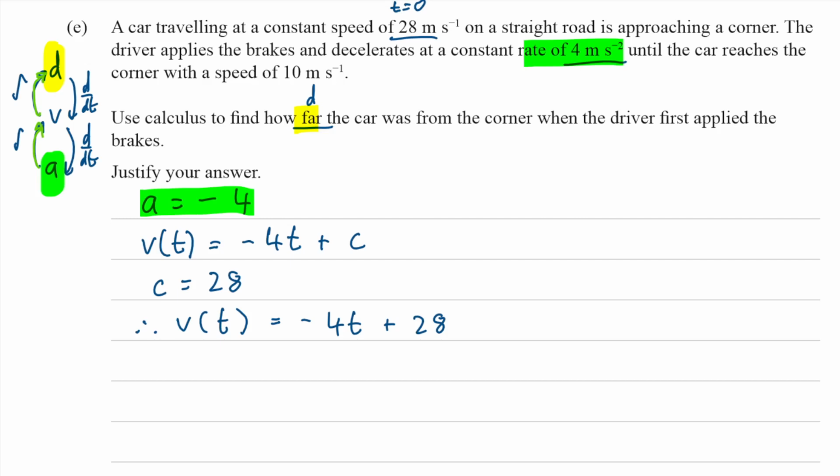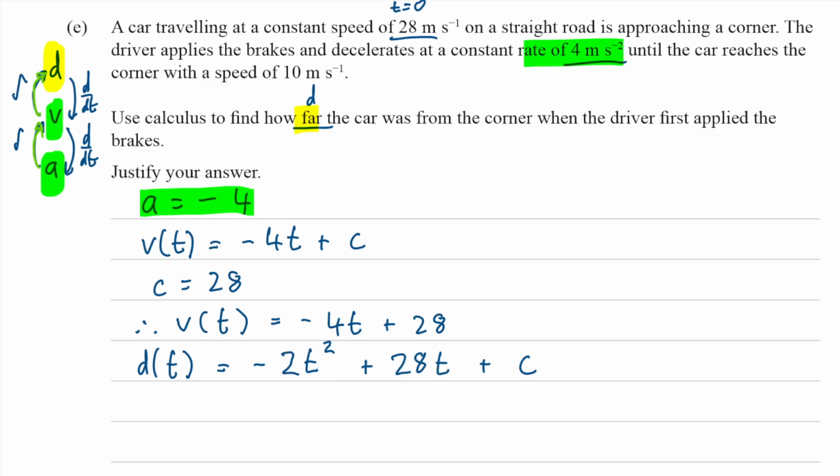Okay, so we've found our speed equation. Now we are looking for the distance, so we will need the distance equation. So to get that, we will anti-differentiate again. So the antiderivative of minus 4t: add 1 to the power, divide by the new power, plus 28t plus c. Alright, so just simplifying that, minus 4t over 2 becomes minus 2.